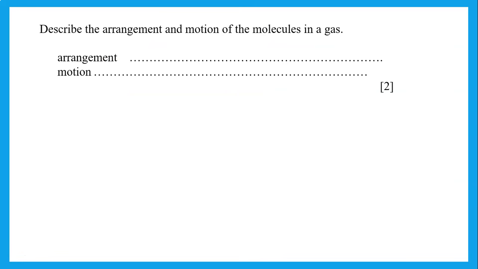So this is another kind of question. He's saying describe the arrangement and motion of molecules in a gas. How are the particles in a gas arranged? We said in a gas the particles have random arrangement. What about motion? If he's asking about arrangement, don't talk to him about motion. If he's saying motion or movement, how do the particles in a gas move? It is a free, random motion. You could also say that it is fast, random motion.